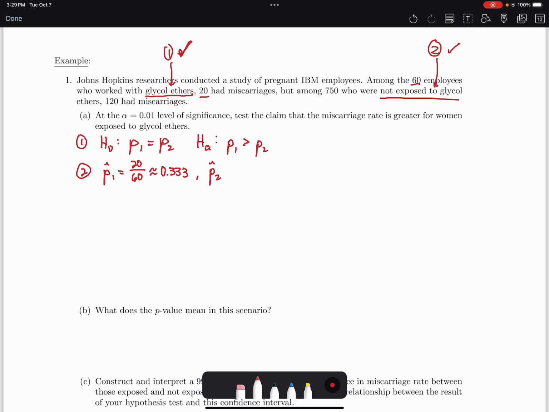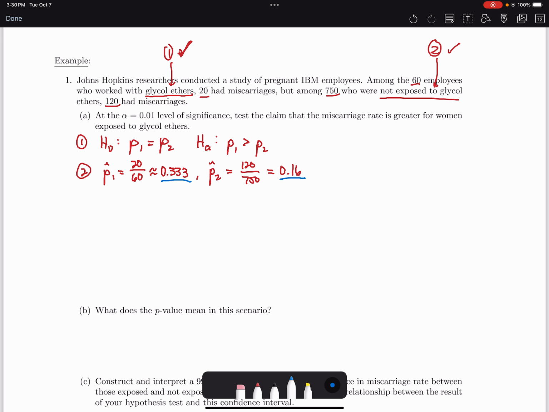Let's see for group 2. For group 2, there were 750 women in that group and 120 had miscarriages, right? So 120 out of 750. And let's see. So 120 out of 750 is exactly 16%. Now, just comparing those numbers for a second, it looks like group 2's miscarriage rate is much smaller than group 1's miscarriage rate. In fact, group 1's miscarriage rate is more than twice as large as group 2's miscarriage rate.